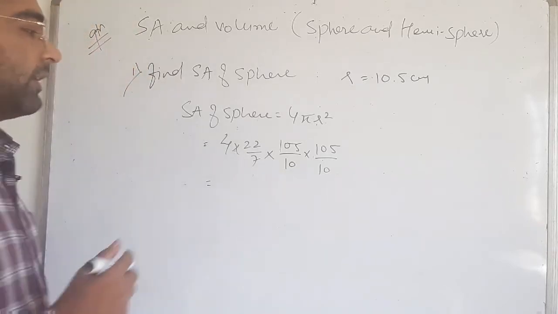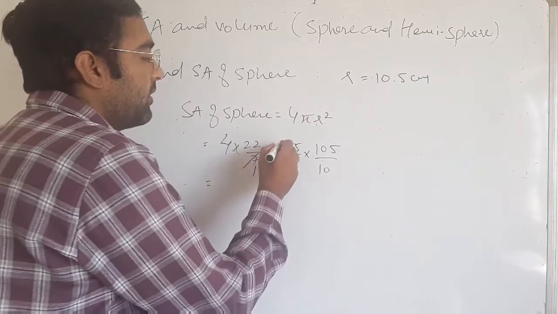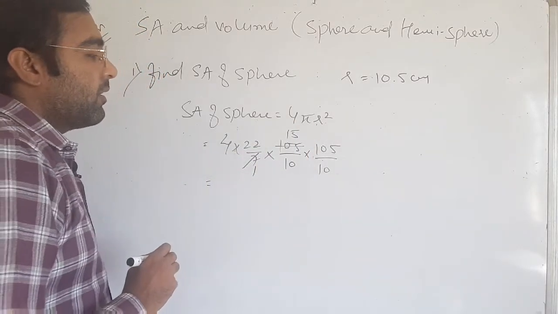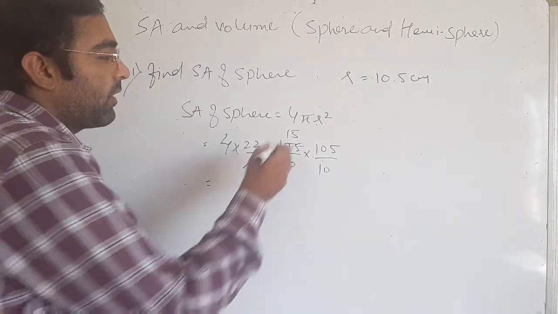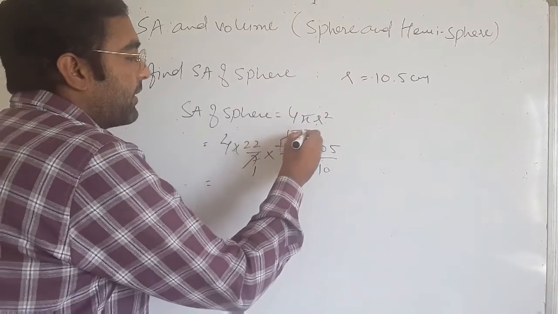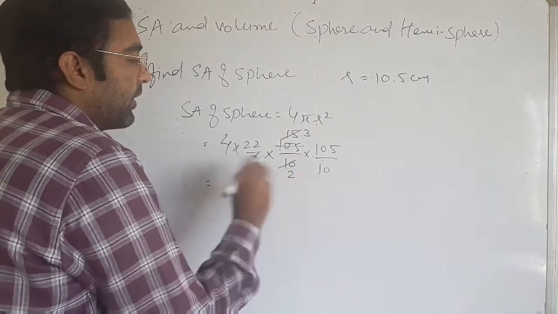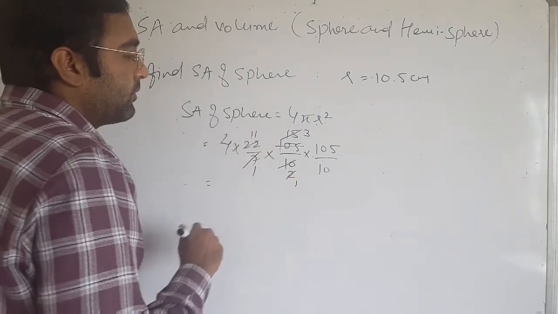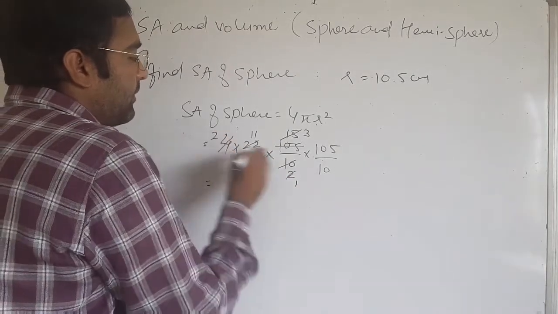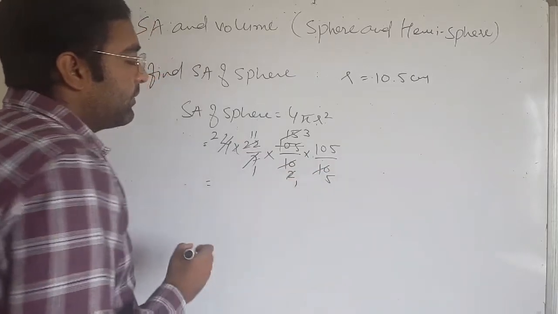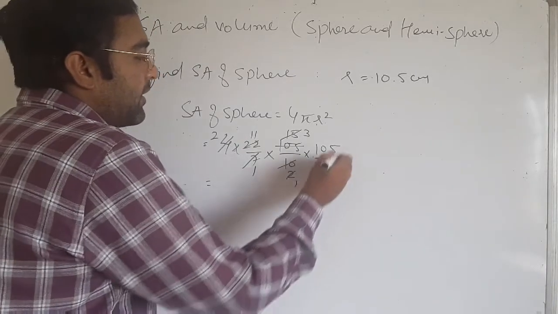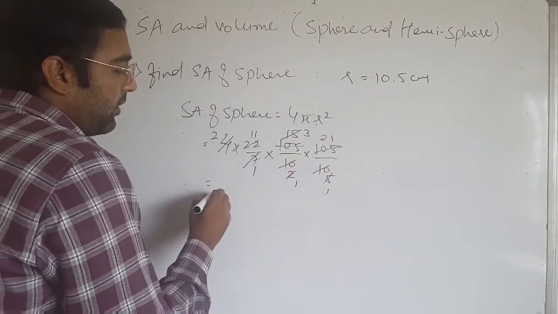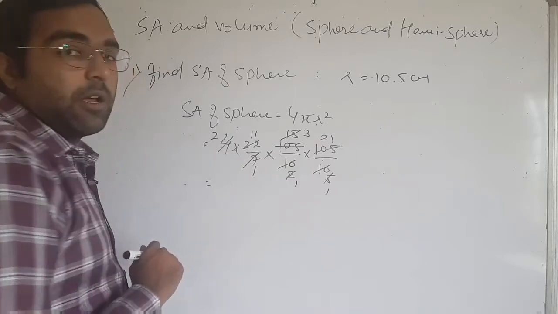Take over the cancellation: 7 1s are 7, 7 5s are 35. After that, 5 3s are 15, 5 2s are 10, 2 1s are 2, 2 11s are 22, 2 2s are 4, 2 5s are 10, 5 1s are 5, 5 2s are 10, 5 1s are 5. Here all the cancellation is done.